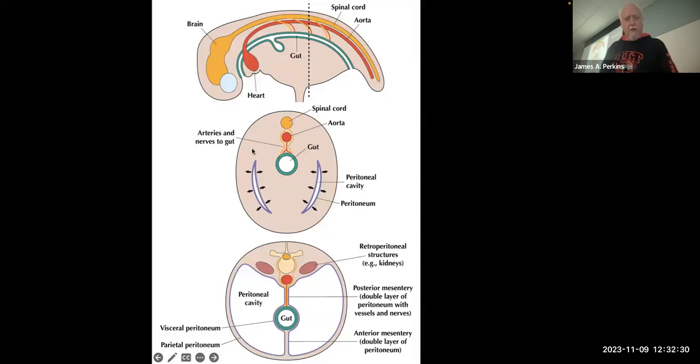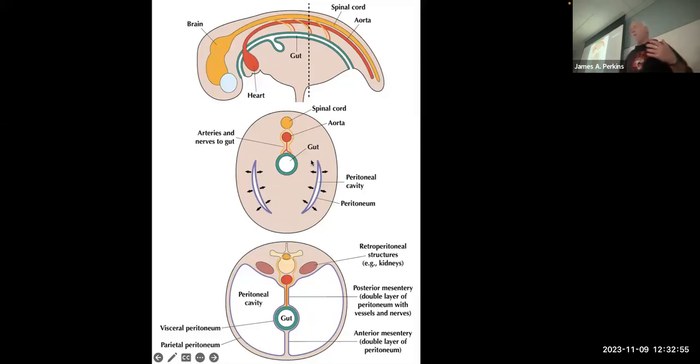So we've got the body of the embryo with the developing spinal cord dorsally, the aorta just anterior to that or ventral to that, and then the gut tube just anterior or ventral to both the spinal cord and the aorta. And then very similar to what we saw in the thorax, these cavities begin to develop in the wall of the embryo, in the body of the embryo.